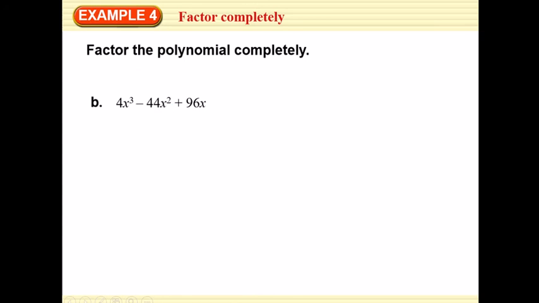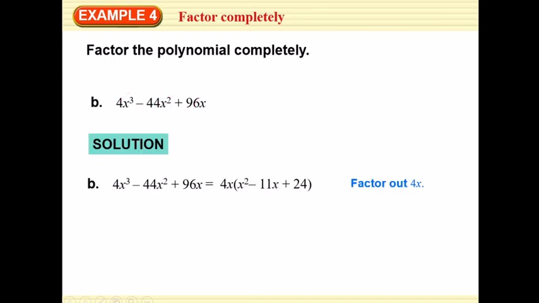Alright, so example 4B. Factor this completely. Right off the bat, I see a 4 and I see a 44. I haven't disregarded that 96, but I see a 4 and a 44, and I think, well, maybe I can factor something out. Then I see x cubed, x squared, and x. I better try factoring out a number and making these numbers smaller. So that's going to be my first step.